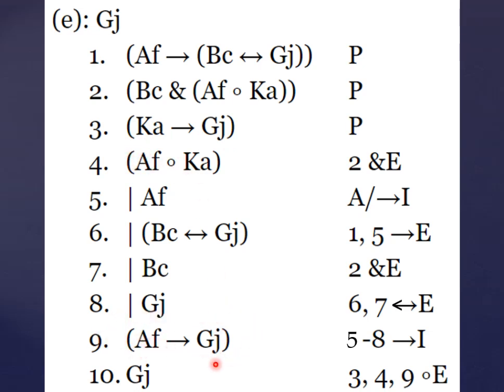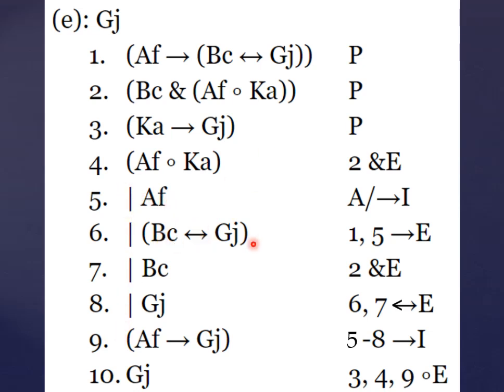And that's what's written down here on line 9. That's what I'm going to need, and that's what I cite right here. But I have to create this conditional. And when I have to create the conditional, I have to create the main connective, which is an arrow. And whenever I have to create an arrow, I have to use arrow introduction. Arrow introduction tells me to assume the antecedent. So I suppose that AF is true and I start a subderivation.